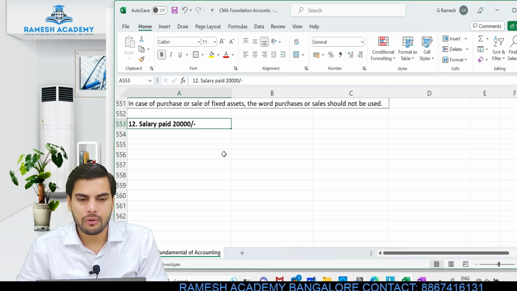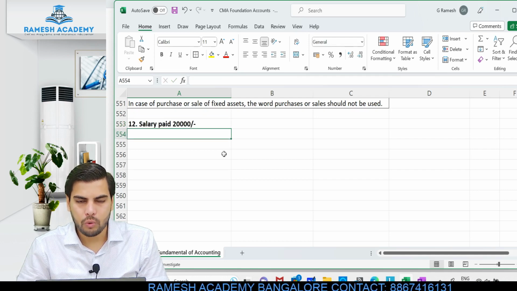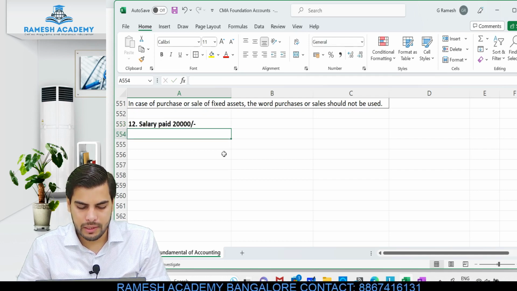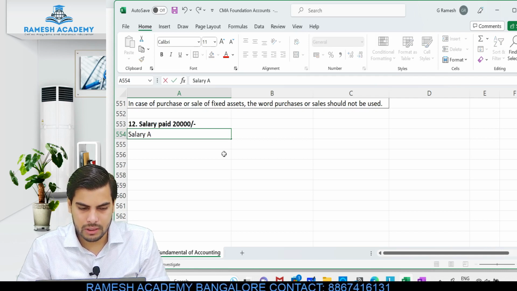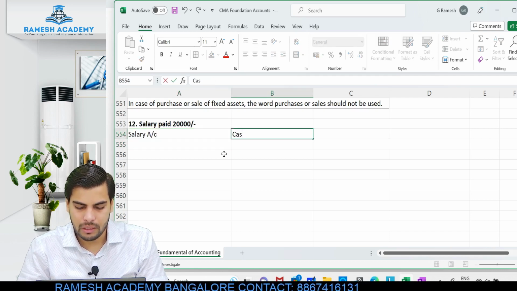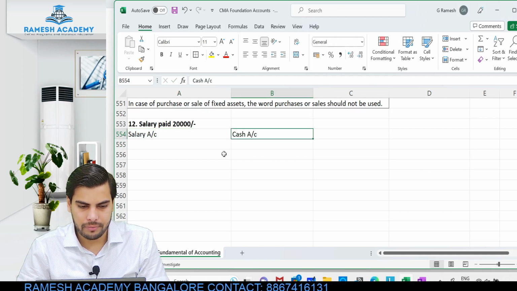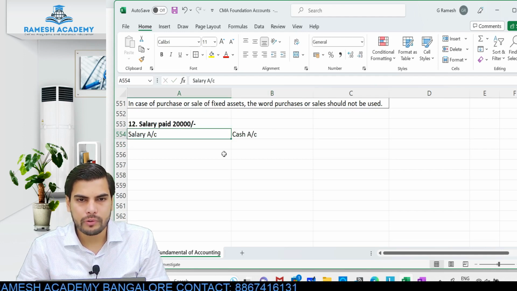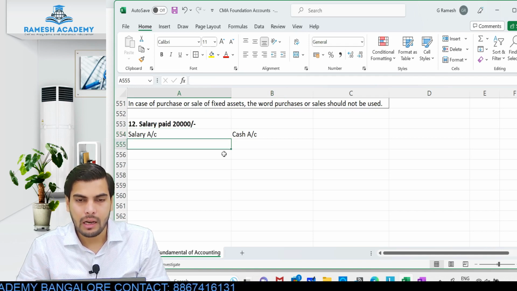Salary paid 20,000. So what would be the two accounts which will get affected because of this transaction? The two accounts which will get affected would be salary account and cash account. Let us classify whether they are personal, real or nominal.